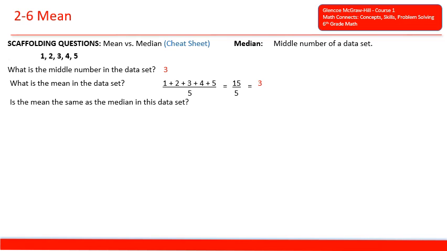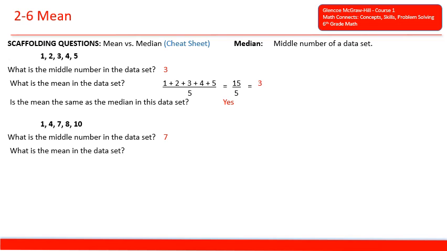Is the mean the same as a median in this data set? Yes, it is. So let's look at another data set, 1, 4, 7, 8, 10. What is the middle number in the data set? So the middle number is 7 because there are 5 numbers and 7 is the third number in, and that is the median. And what is the mean in the data set? Well, if we add up the 1, 4, 7, 8, and 10 and divide it by 5, the number of numbers there are, that's going to equal 30 over 5, or 6. So the mean is 6 and the median is 7.